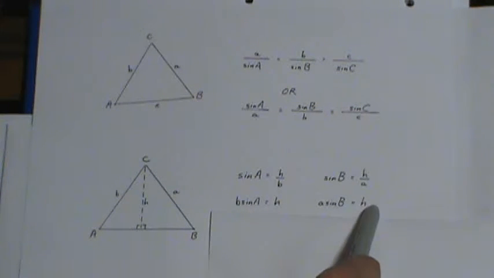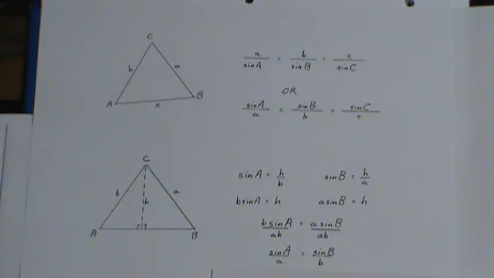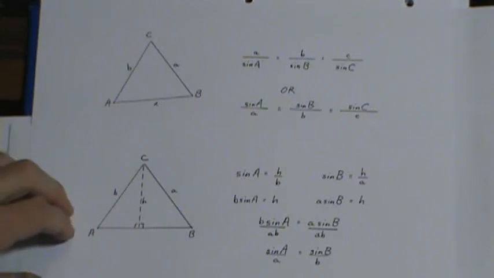So if the h's are equal, then b sine A is equal to a sine B. And if we divide both sides by a and by b, cancel the b's here and the a's there, we end up with the sine law. So even though we can't see the opposite and the hypotenuse in the drawings that we're working with, it's still a valid formula.